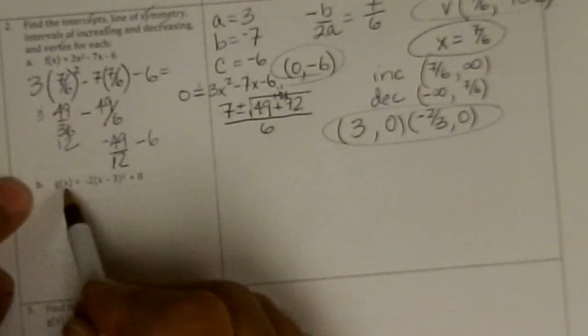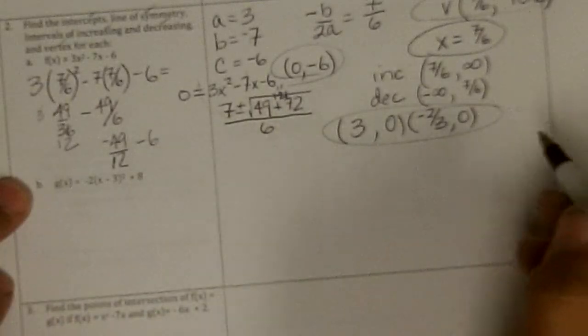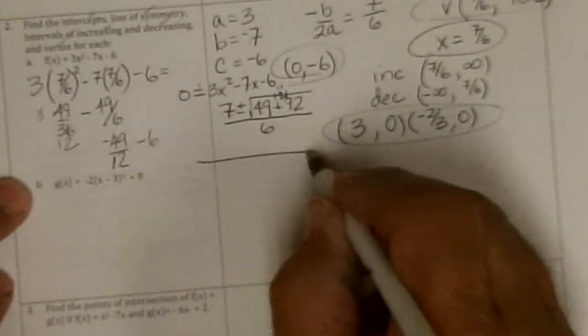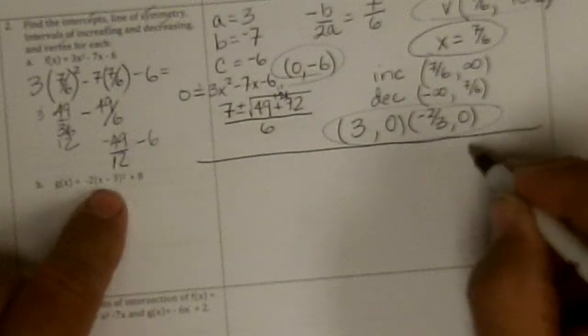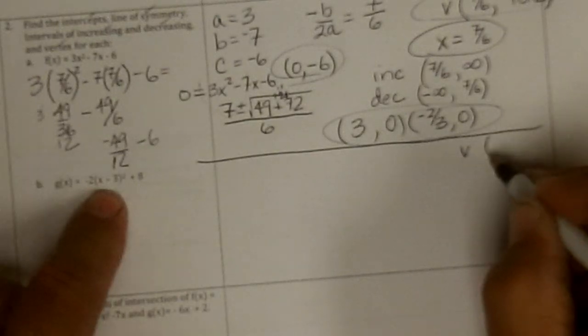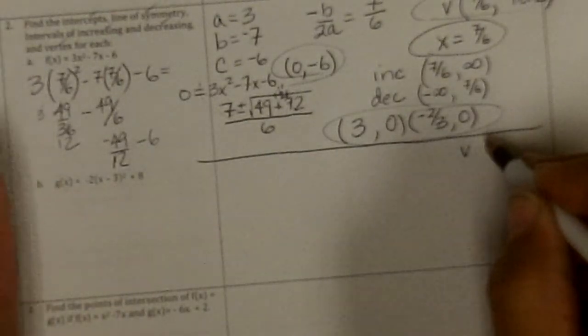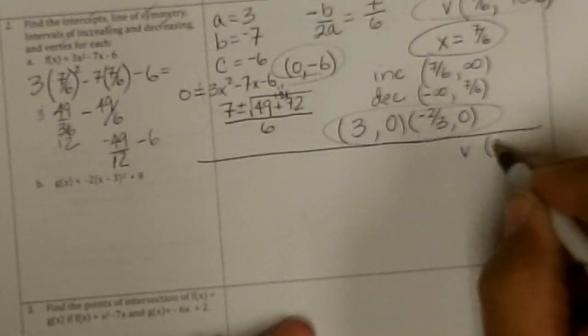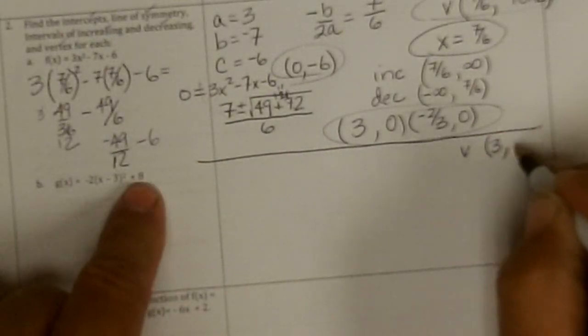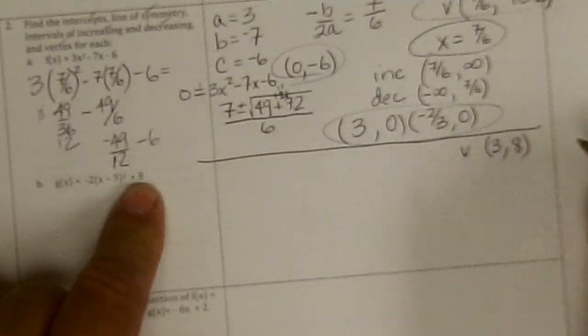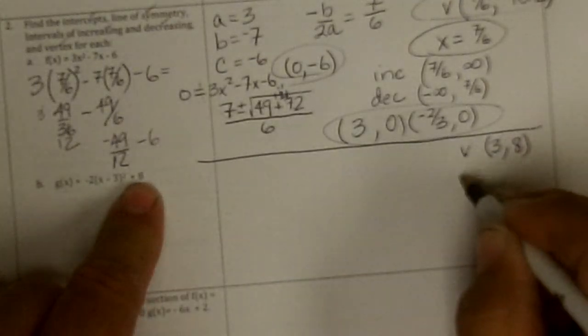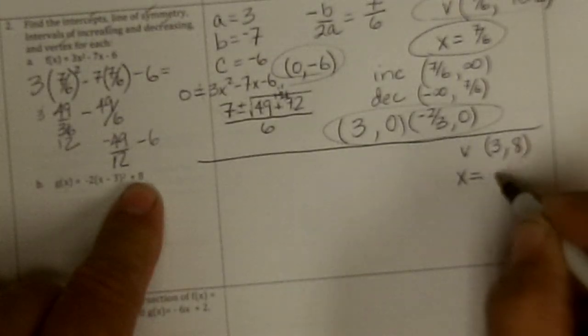Now this one, the vertex, you can read right off of it. The vertex would be, and this parabola is moved plus 3 and up 8. So there's the vertex. So the line of symmetry is going to be easy. It's going to be x equal 3.